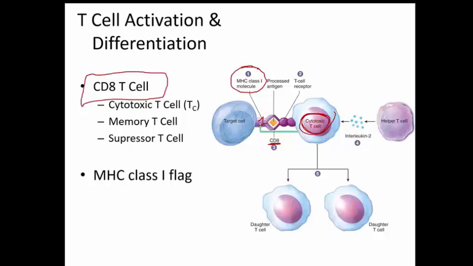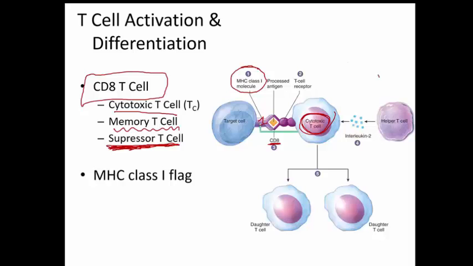And that's going to lead to differentiation and proliferation, which just means division, of all of these daughter T cells. And these include the cytotoxic T cells. I'm going to talk about what exactly those cells do in a minute. Memory T cells. So you build up memory of this antigen so that next time you get infected again with this same virus or bacteria, you already have an army built up. And then there's also something called suppressor T cells, which I won't spend a lot of time talking about.